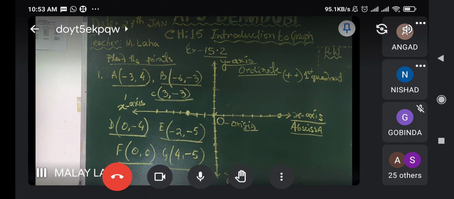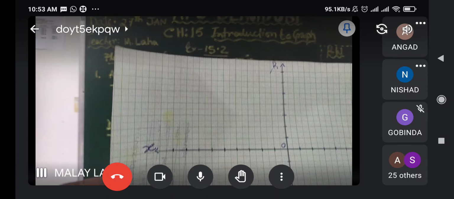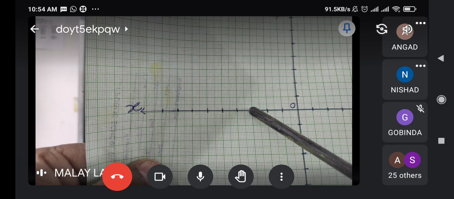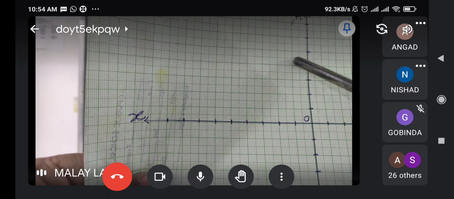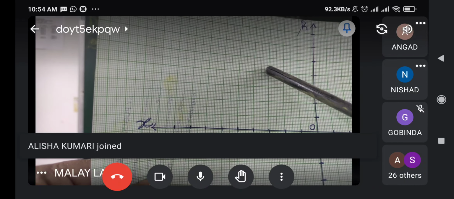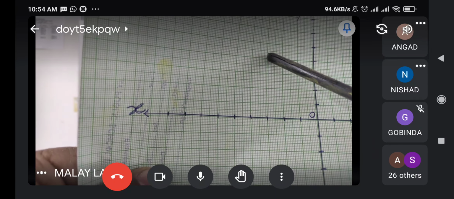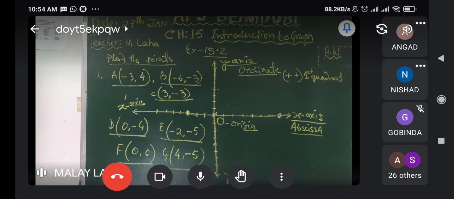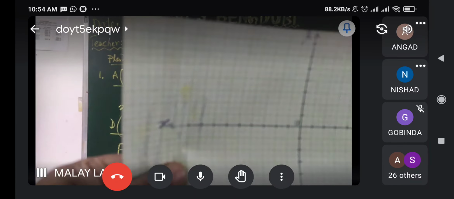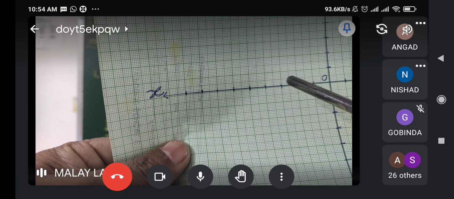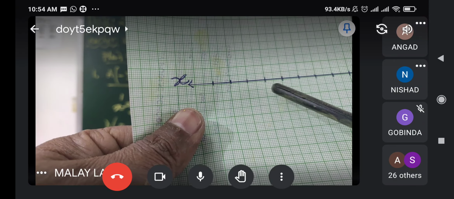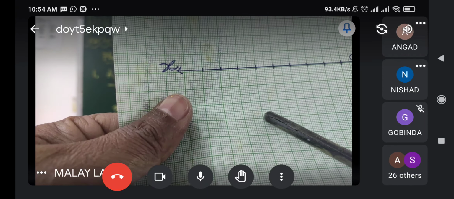A is what? -3 and +4. So -3 and +4 means the x-axis will be negative: 1, 2, 3, and +4 means positive: 1, 2, 3, 4. So they will be meeting here. This point is for -3, +4. Okay. Same, next is B. B is -6, -3. So we have to count negative 6: 1, 2, 3, 4, 5, 6, and -3 means bottom: 1, 2, 3. Here is the position of B.